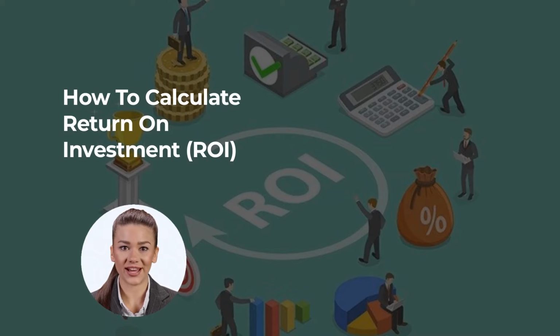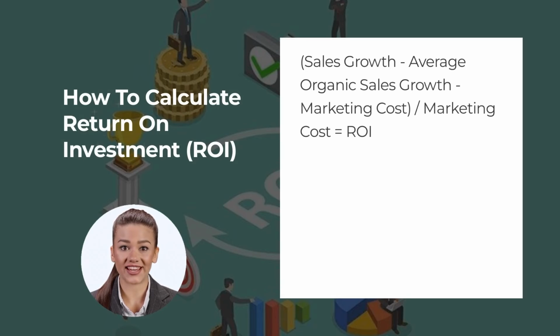Using a 12-month campaign lead-up, you can calculate the existing sales trend. If sales are seeing an organic growth on average of 4% per month over the last 12-month period, then your ROI calculation for the marketing campaign should strip out 4% from the sales growth. As a result, it becomes sales growth, subtract average organic sales growth, subtract marketing cost, divide by marketing cost equals ROI.